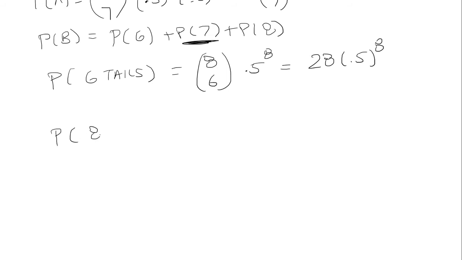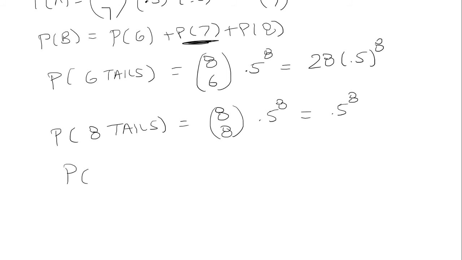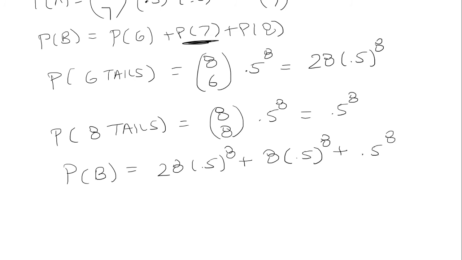And the probability we get 8 tails, there's really one way to choose 8 tails, right? They're all going to be 8 tails. So 0.5 to the 8th, because 8 choose 8 is 1. So the probability of B is probability of getting 6 tails, which we said is 28, times 0.5 to the 8th. 7 tails, which we found previously was 8 times 0.5 to the 8th. And the probability of getting 8 tails is 0.5 to the 8th. Add these up. 28 plus 8 is 36, plus 1 is 37.